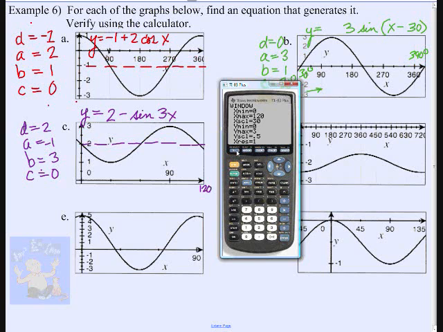Now we're going to do y equals, let's clear this out, 2 minus sine 3x. I always hold my breath when I do this.